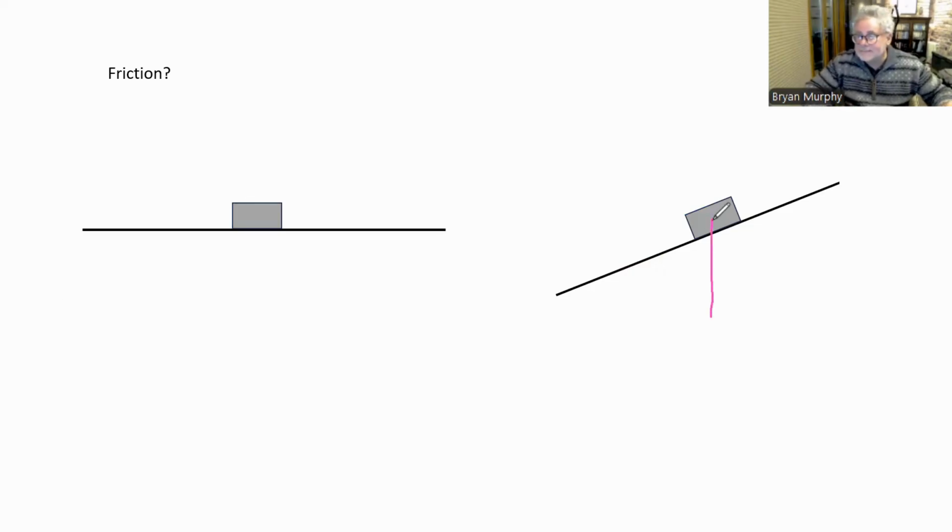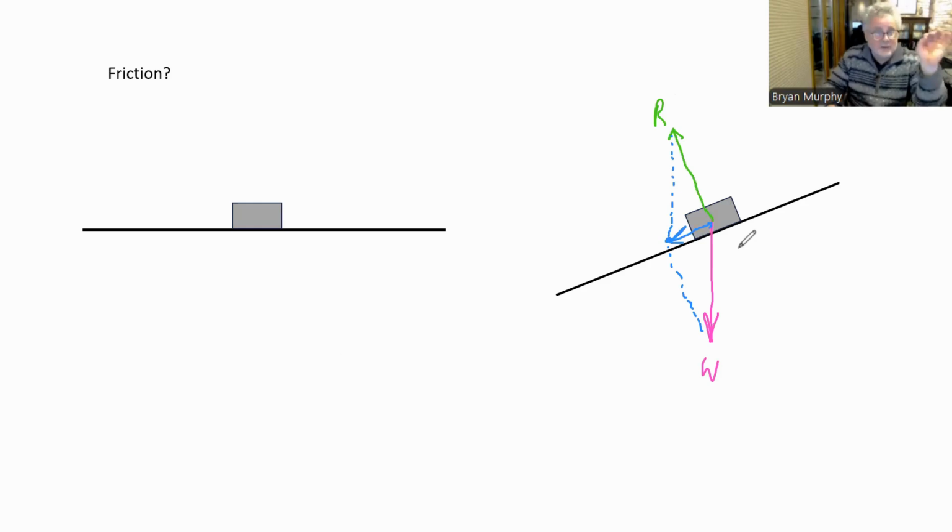There is the weight. There is the normal reaction force. Now, I'm trying ever so hard to draw them, because what I'm going to do now is to find the resultant of those two by drawing a parallelogram. Oh, look, it's as if I cheated. There it is. So that's the resultant force of the normal reaction and the weight.